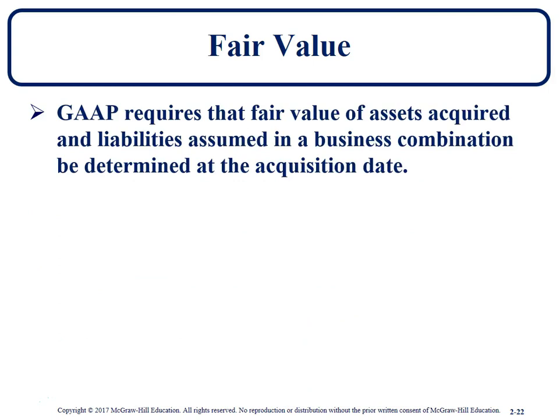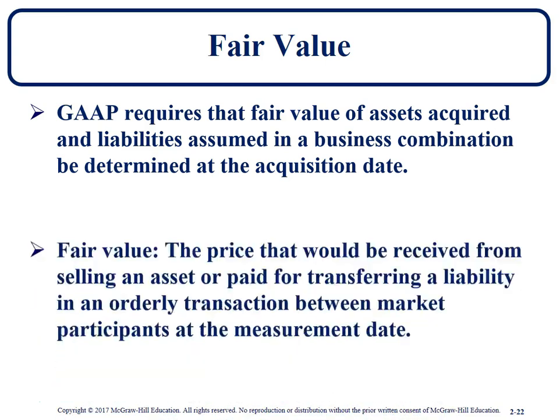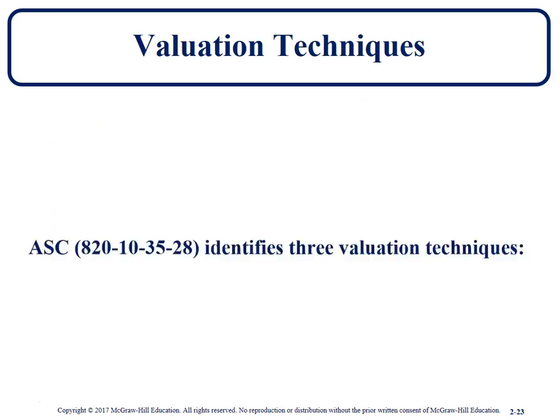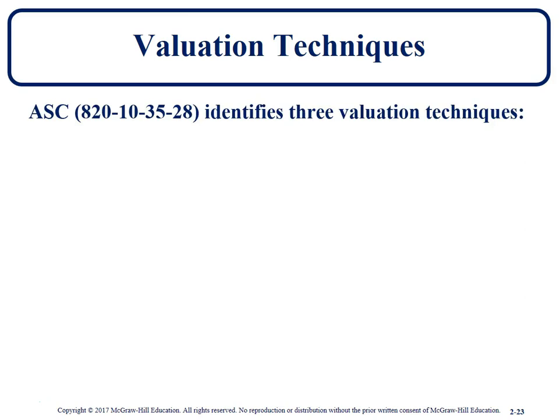Okay, so let's look at fair value. GAAP requires that fair values of assets acquired and liabilities assumed in a business combination are to be determined as of the acquisition date. Basically, how do we determine fair value? You use the price that would be paid for selling an asset or transferring liabilities in a transaction. It's based on what the assets are worth at that point in time. How do they go about valuing those?